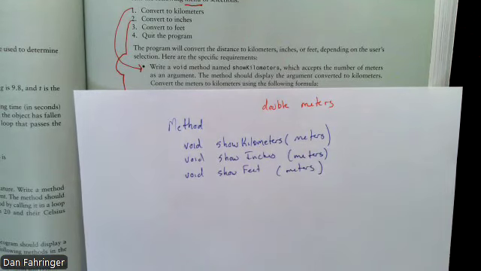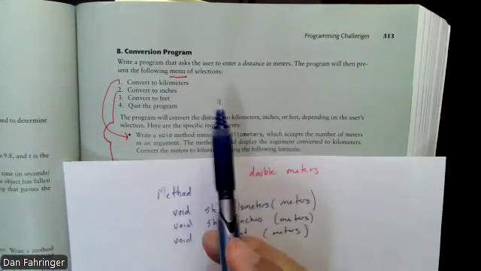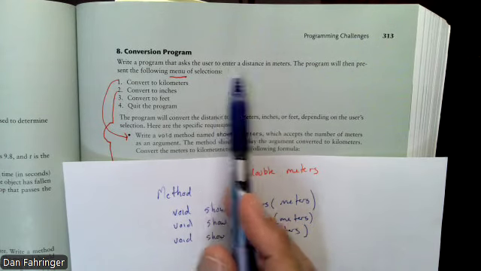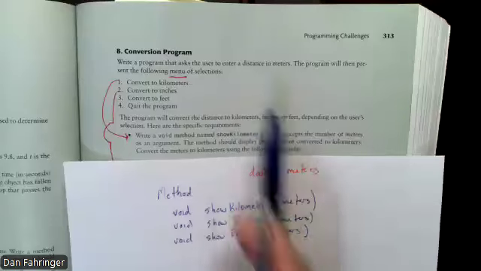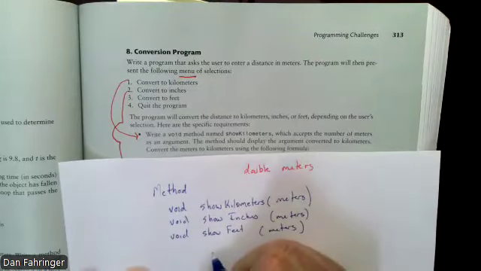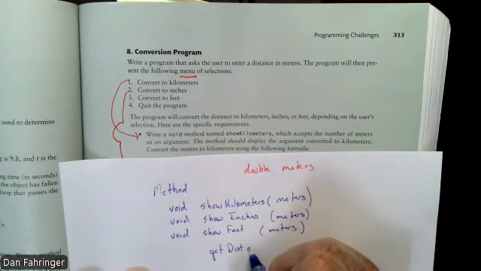Okay, so I have those couple of methods. I'm going to need a method for the distance coming in. So I'm gonna need another method. I'm gonna call it getDistance.